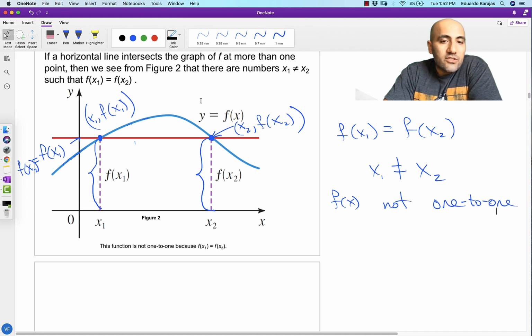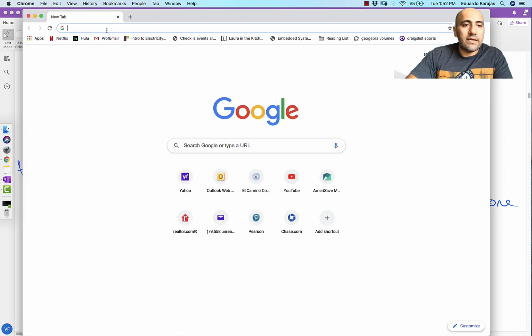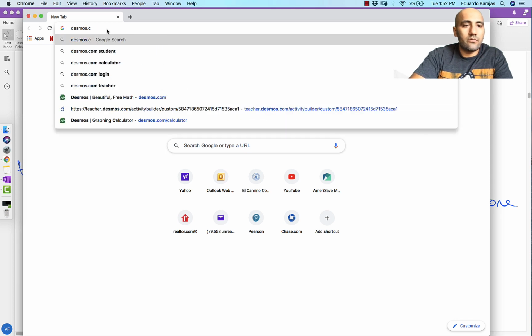If it only ever touches it at one point at a time, then we have shown that it is a 1 to 1 function. Right, so let me show an example. I'm going to use Desmos. It's a free online graphing site. You're welcome to use.